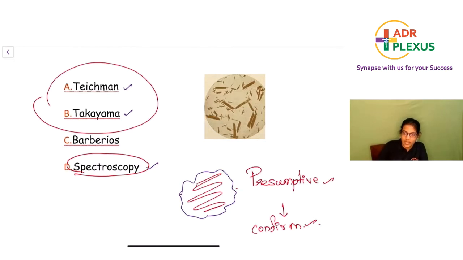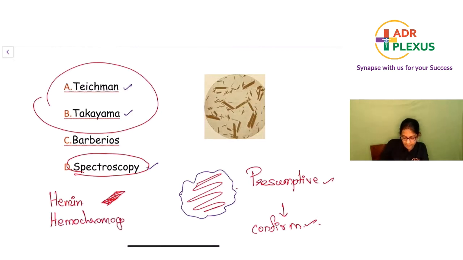Now, in Teichmann, we are going to target hemin crystals, and these hemin crystals will look like this: brown, rhomboid shape crystals. Now, the next confirmatory test is the Takayama test, which is again a crystal test. Teichmann, Takayama, spectrophotometry.